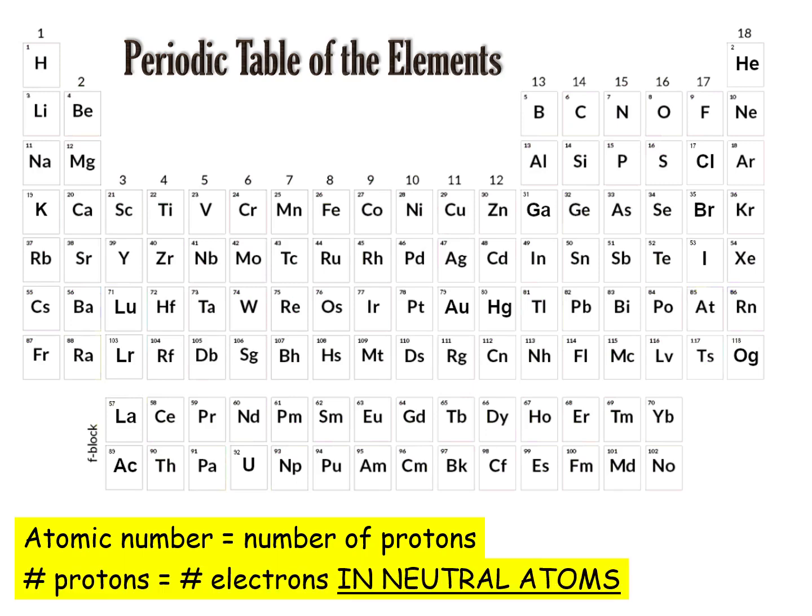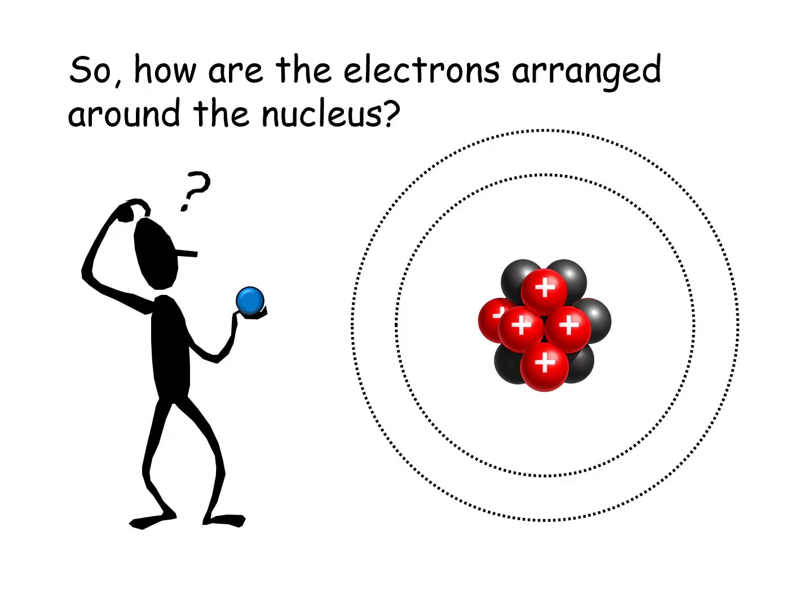And if you are talking about neutral atoms, which is what we're going to be doing today, the number of protons has to be equal to the number of electrons, because we have to make sure that we've canceled all the charge out. So let's look at how we arrange the electrons around the nucleus. And so we're going to use Bohr's model for this because it's a little bit simpler to work with than Schrodinger's.